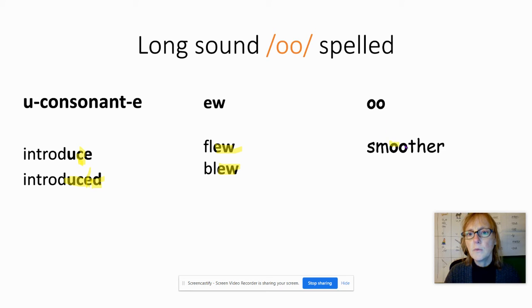So we have smoother, we have the oo sound there, or smoothly. Remember that Y sound at the end is going to be a long E. The letter Y at the end is the long E sound. And smoother, there's our end of a word sound there.